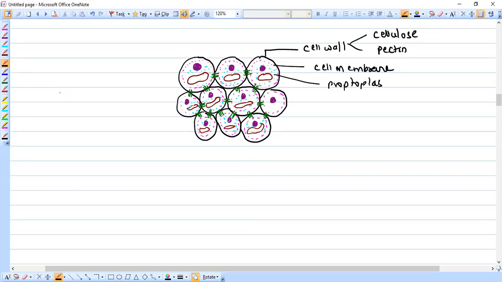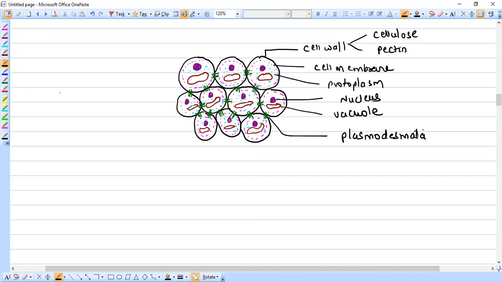Now, when we talk about the protoplasm, it consists of a very prominent nucleus, and at the same time, they are going to have a very prominent vacuole. And all the cells are attached to each other by the help of plasmodesmata. So this becomes the diagram for the parenchyma. So this is parenchyma tissue. When we talk about the parenchyma, they are of three types.